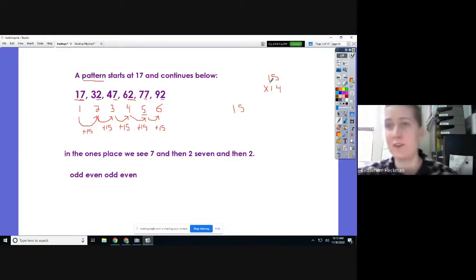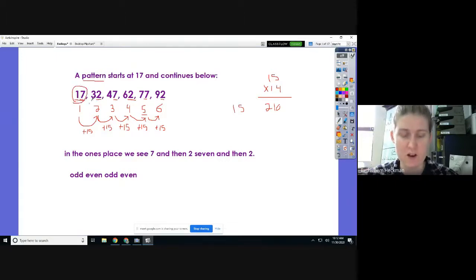So we've got 210 would be 15 14 times. We want to get to the 15th set in the pattern, and we started with 17. So now all I have to do is add that 17 to 210, and I'll have the full amount. If you add this up, you can do it in your head because there's no regrouping. It's going to be 227. So we can say confidently that the 15th number in the pattern is 227. And we didn't need to skip count.